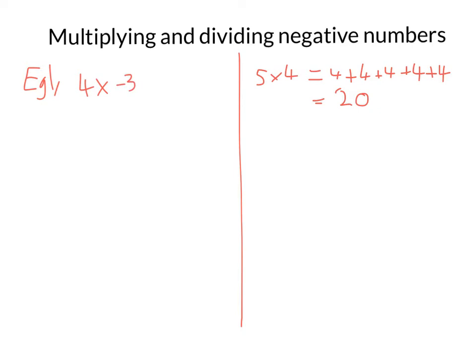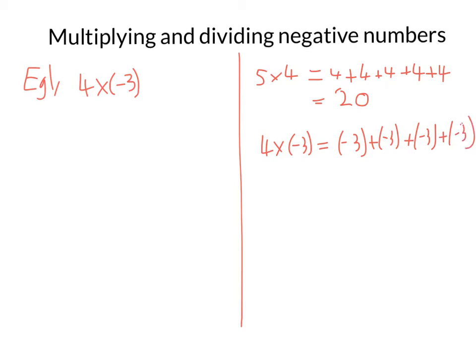So if we look at our first example on multiplying with negative numbers, let's say we had 4 times negative 3. Because it's a negative number, quite often we'll put that negative number in brackets, just to make it clear. 4 times negative 3 would mean you have 4 negative 3s. So you have negative 3, then you have another negative 3, a third one, and a fourth one.